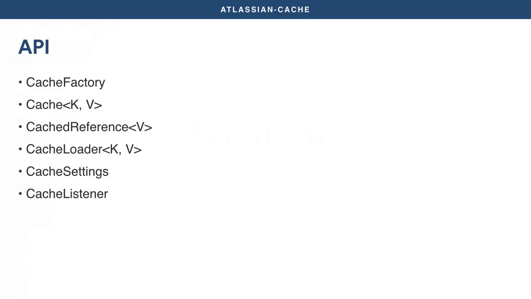That cache or cached reference that you obtain will be cluster aware, and you can configure all kinds of aspects of its behavior. So let's start with cache, because it's the most commonly used one. A cache is very similar in shape to a concurrent map. It has the put and get operations, remove operations, but also the put if absent and the replace operations that we know from concurrent map.